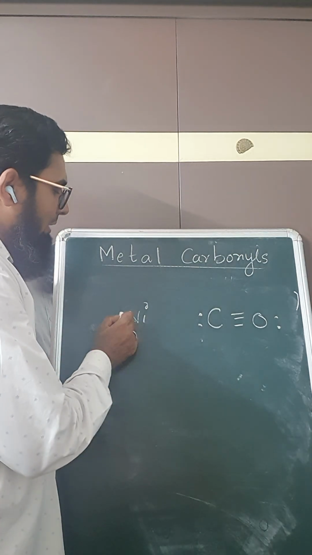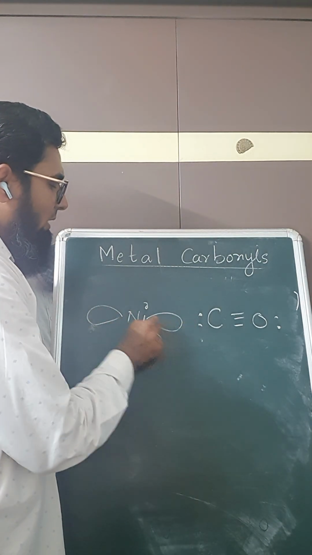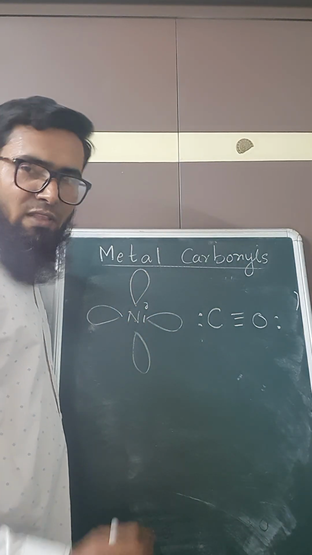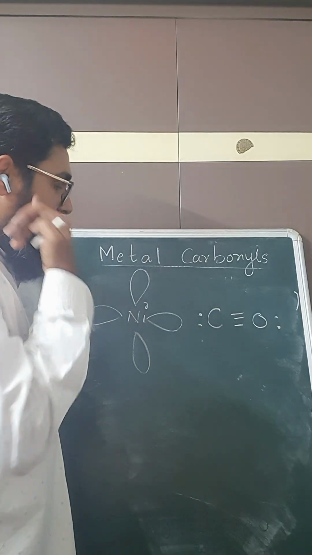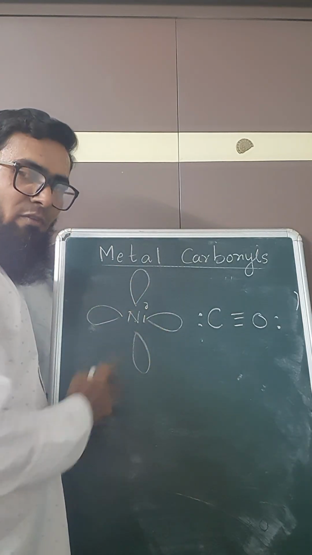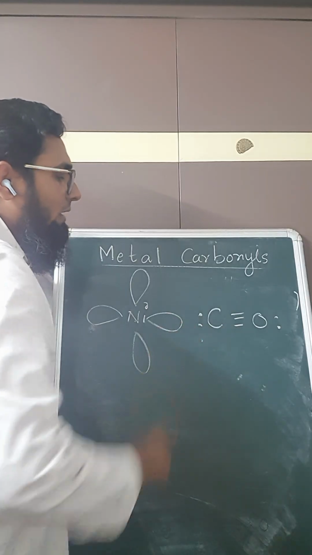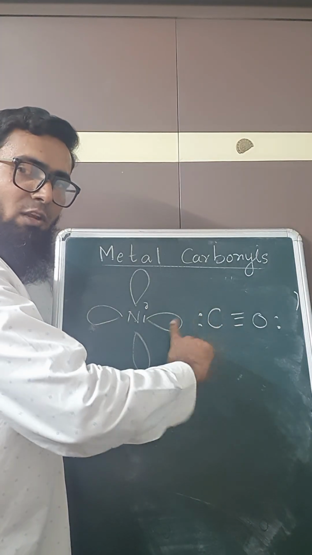You know, nickel has empty d orbitals. So let us say this is one d orbital. Generally, d orbitals have a double dumbbell shape, with exceptions of course. So these are the 4 lobes of the d orbitals I am showing, which are empty. Now why does carbon only donate the electron pair? Why not oxygen? Both have lone pairs.